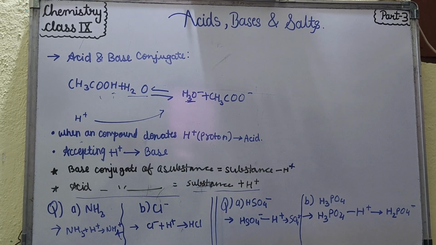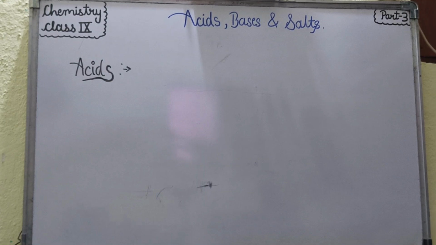Now let us start with the main topic of acids. Acids: a compound which reacts with bases or which donates protons to form salt and water as the only products is called an acid. I'll repeat, a compound which reacts with bases or which donates protons to form salt and water as the only products is called an acid. Examples: HCl, hydrochloric acid, H2SO4, sulfuric acid, or HNO3, nitric acid.